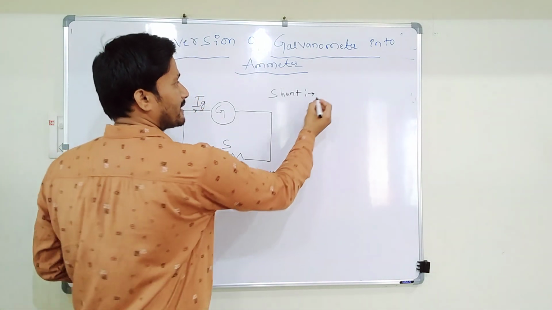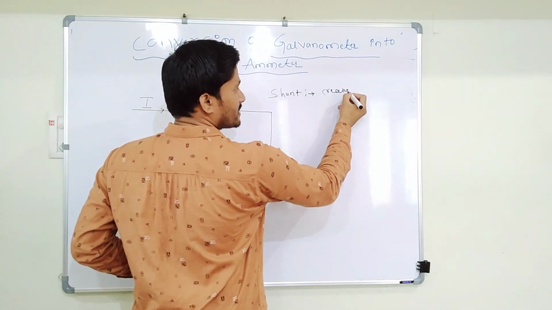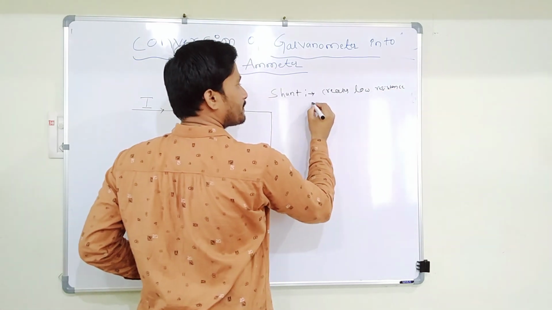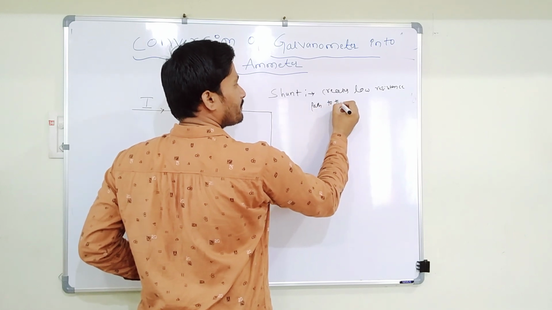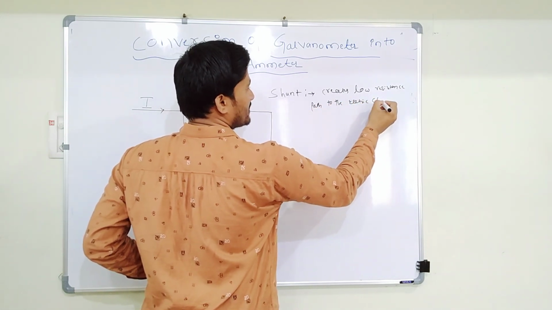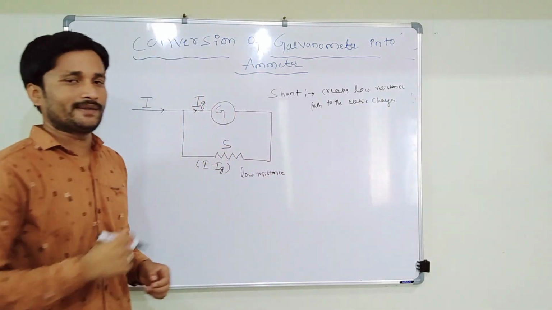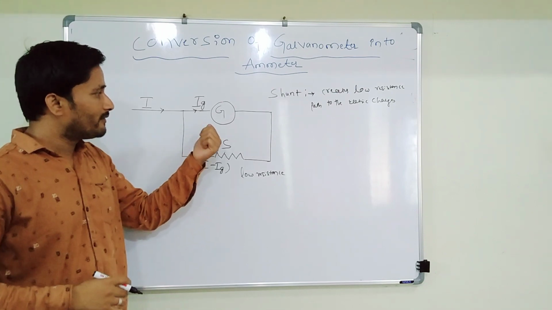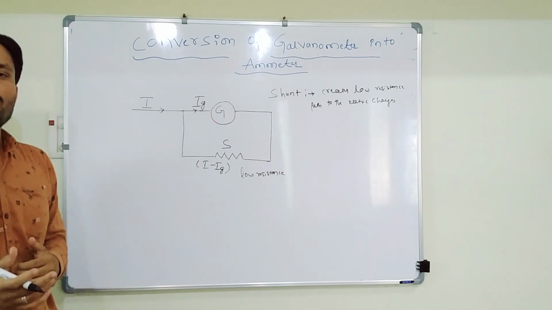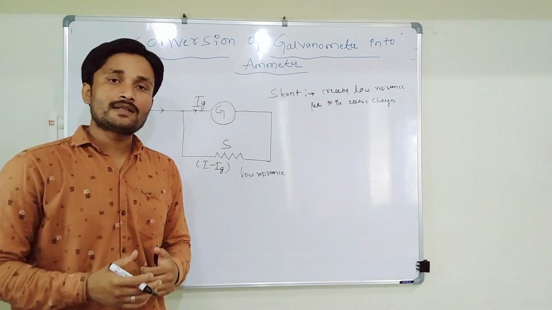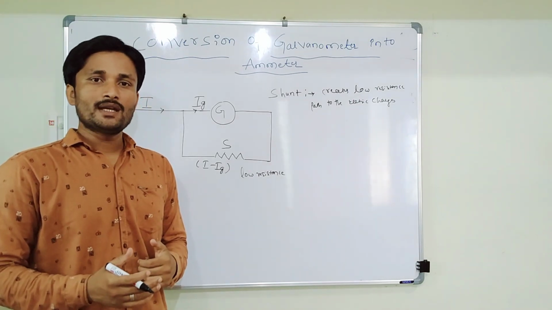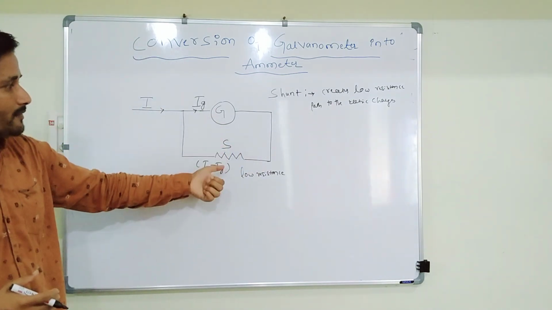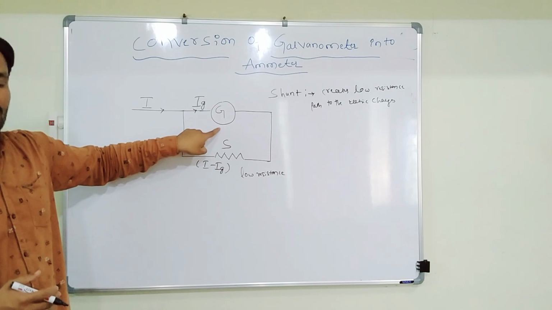to the electric charges. Now we'll discuss the important points one by one. The first important point: to convert a galvanometer to an ammeter, we have to connect a low resistance, capital S, parallel to this galvanometer. As you observe in this diagram, this resistance is parallel to this galvanometer.